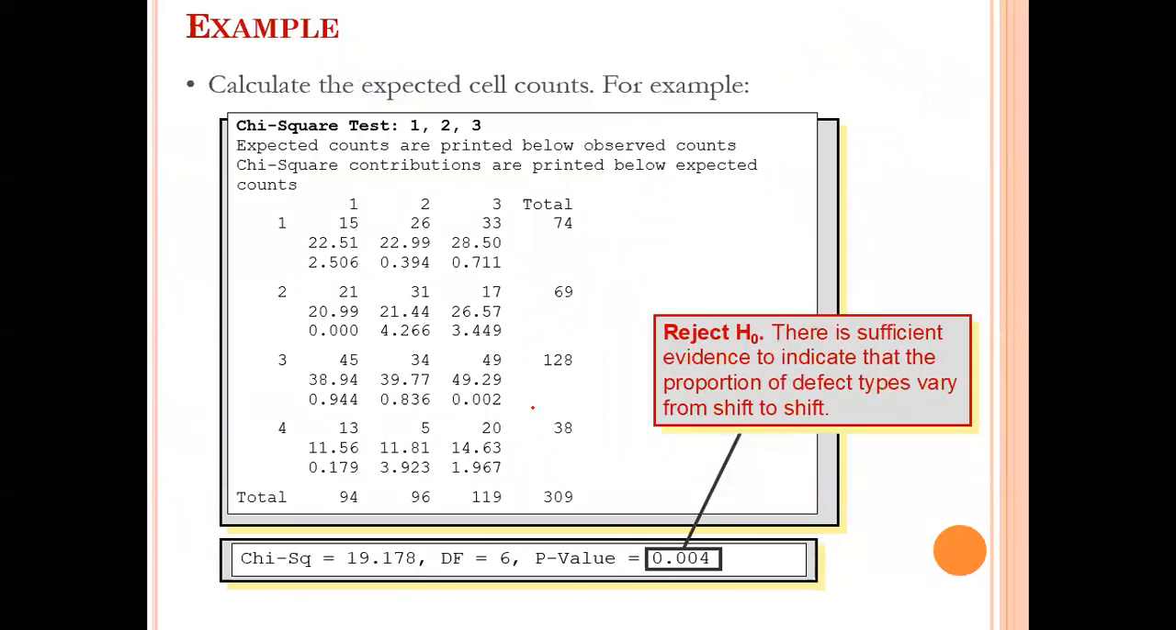This is also an example of how you interpret the expected cell count. They say, for example, expected counts are printed below observed count. So this one is the expected count, like we calculated earlier in the table. And chi-square contributions are printed below expected count.